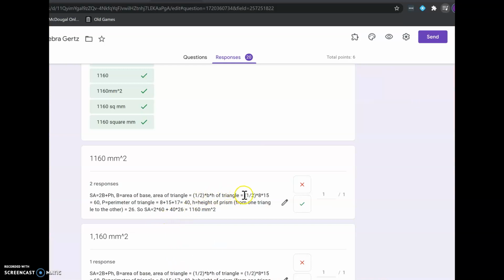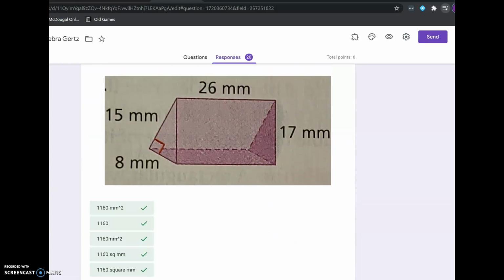And here's the work shown here. For the triangle part, you would get 60. The perimeter of the triangle, like I said, you'd get 40. The height of the prism was 26. And then you multiply and add, and that's how you get 1160. Okay? So you can look back and see, maybe you thought the height of the triangle was 17. Or maybe you didn't realize that this was the height of the prism because the prism is on its side. So that was the most frequently incorrect answered question.